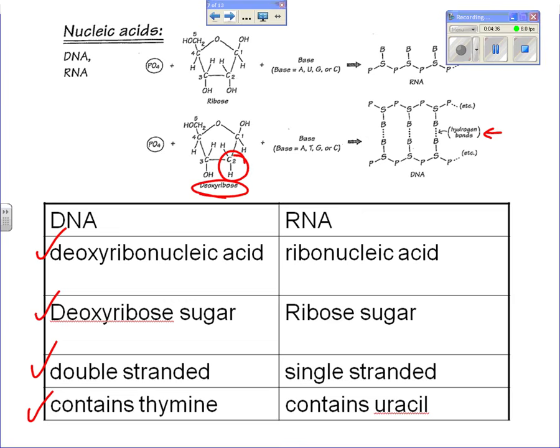Now RNA is a little bit different. It stands for ribonucleic acid, and it contains the ribose sugar, which all that means is that on this, again, the second carbon, it contains that oxygen atom, and that just makes it a ribose sugar. Now, RNA is a little bit different in that it's only single-stranded. You'll see here from our diagram, only a single-stranded molecule, and it contains the base uracil instead of thymine.